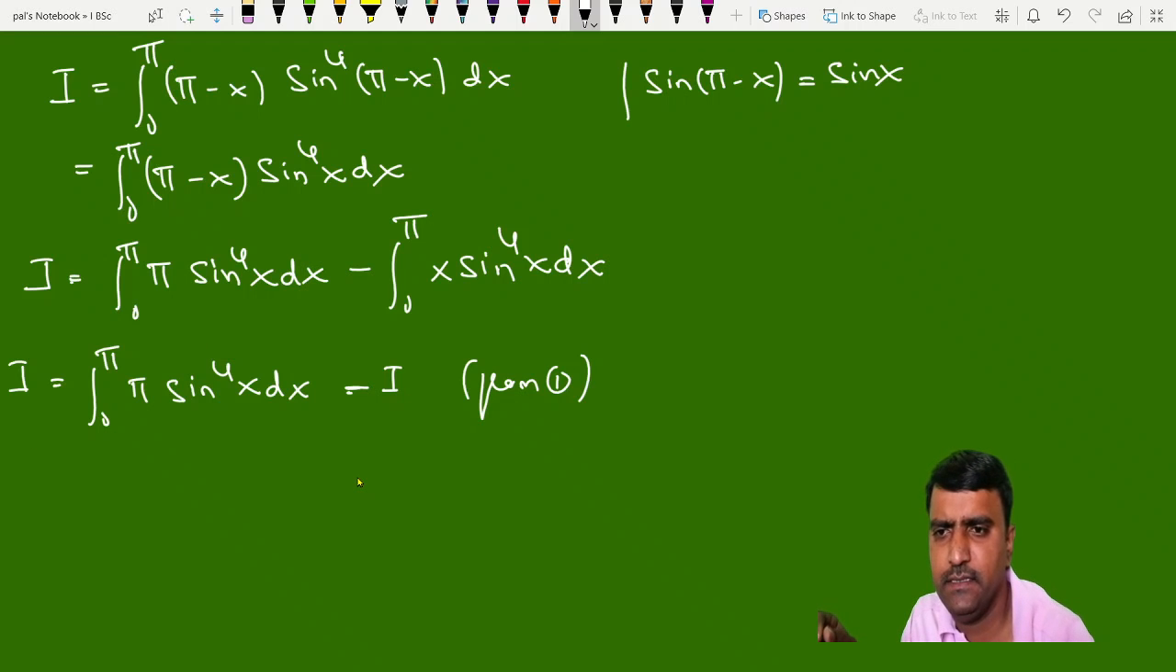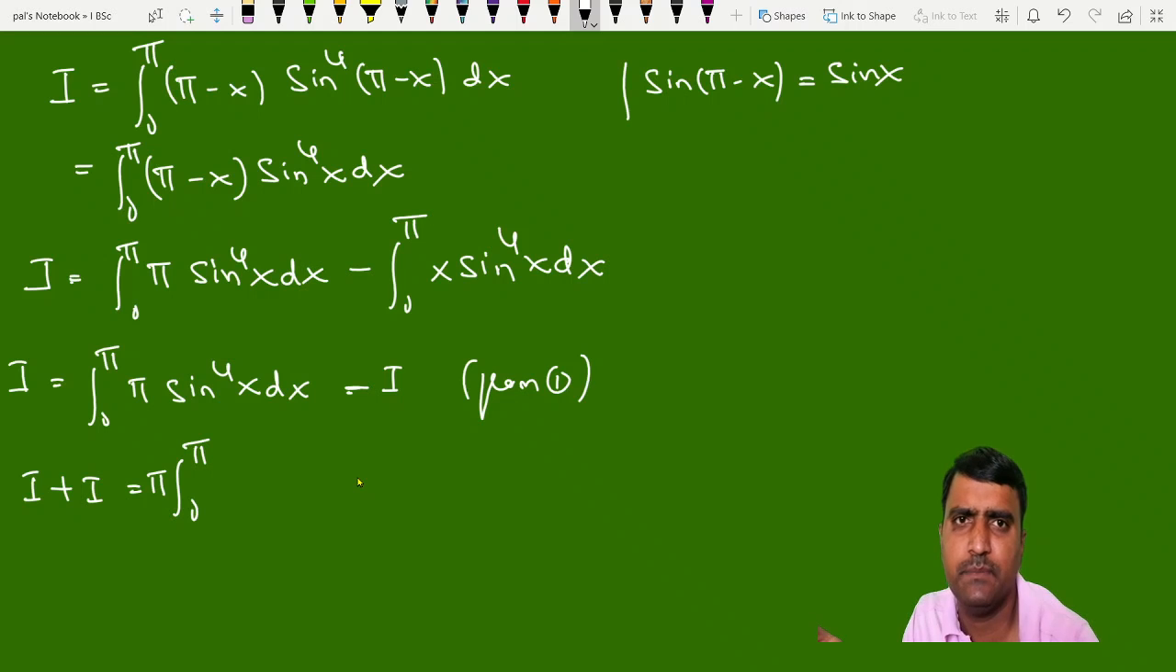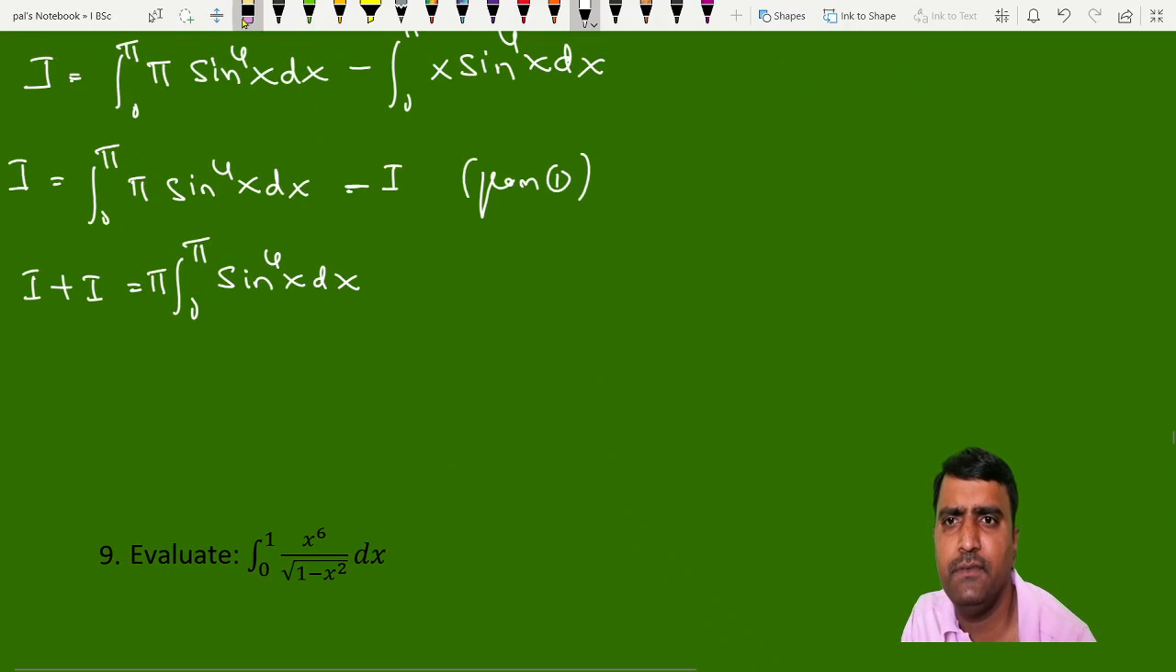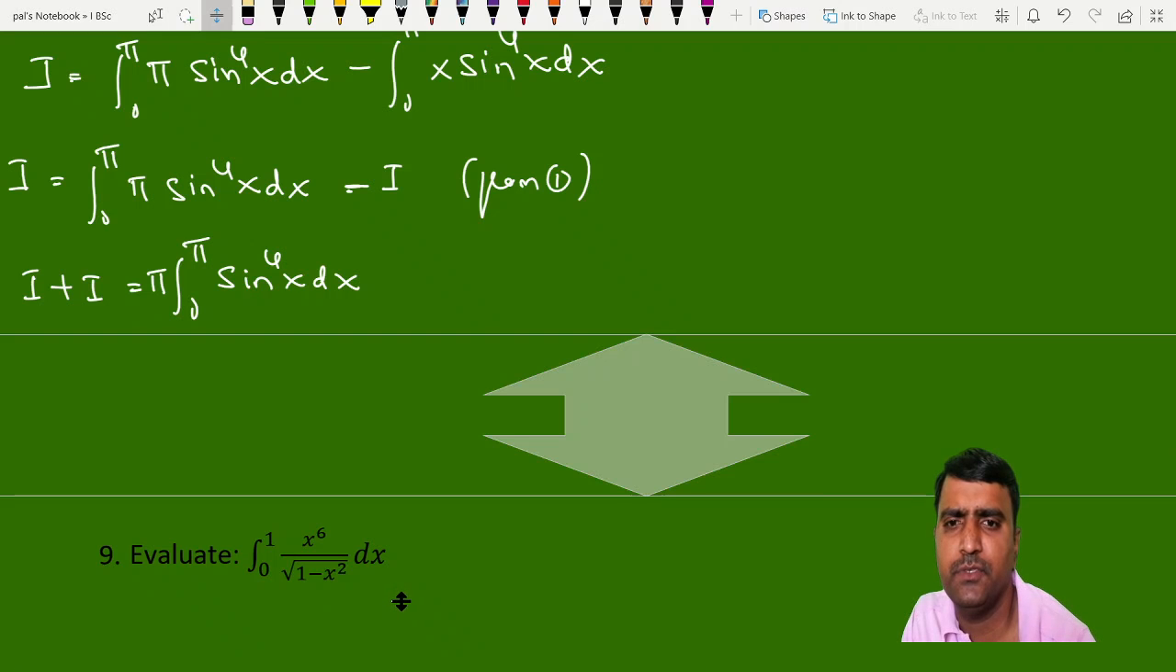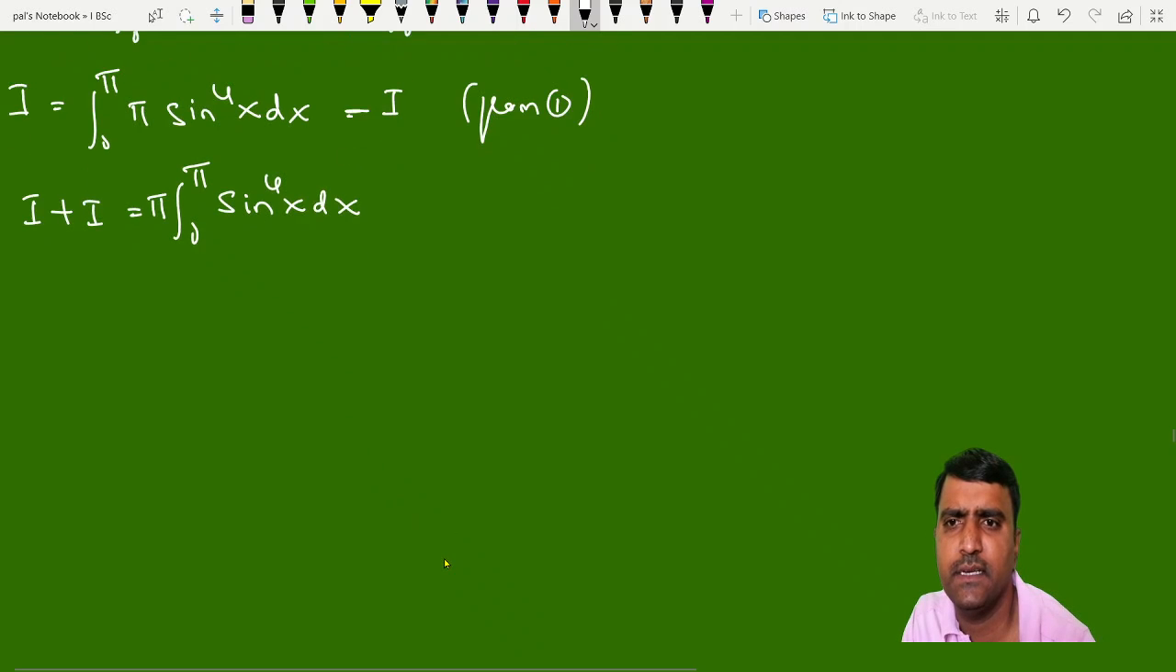Now take this minus I to the left hand side. So in the left hand side it becomes I plus I, which is equal to integration from 0 to pi. You can take this pi outside the integration because pi is a constant, into sine to the power 4x dx. You see here sine to the power 4x is an even function. I think you know about odd and even functions.